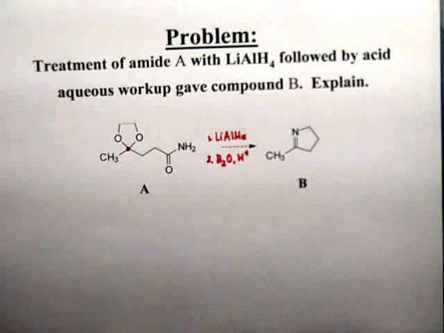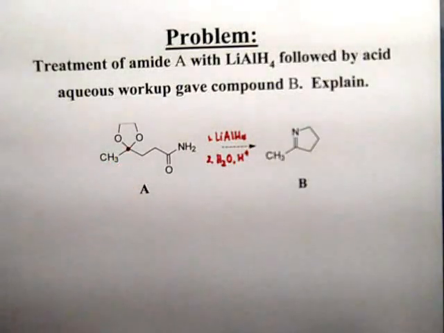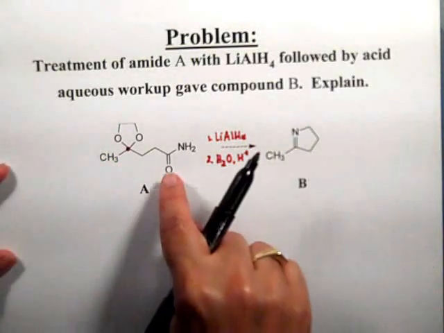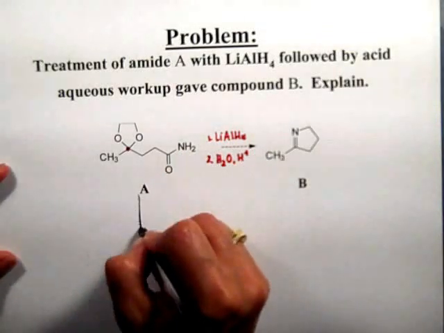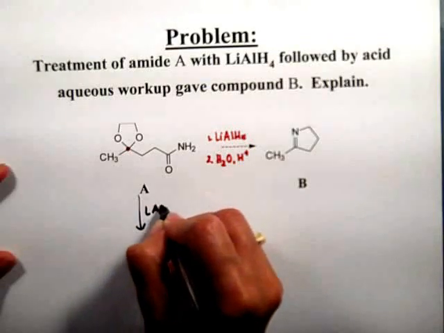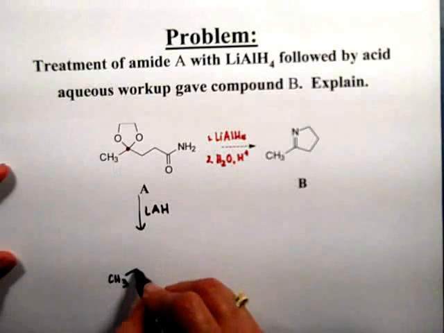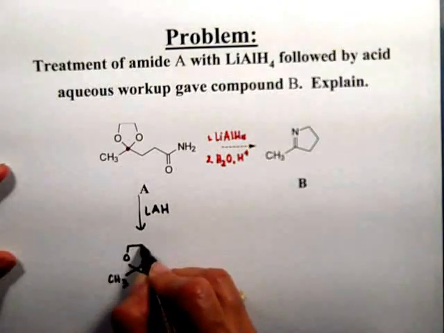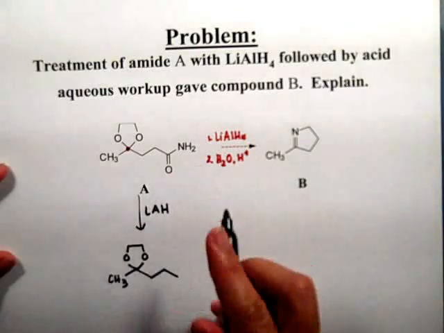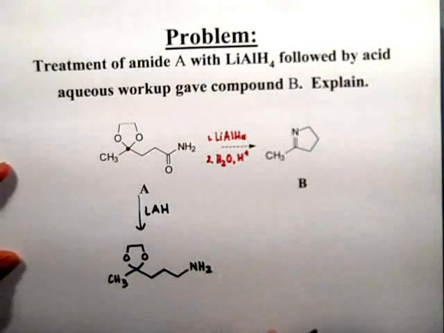So we need to find out what's happening right here. So let's go ahead. Well, this is a protected carbonyl, so the lithium aluminum hydride is not going to see it. So obviously we're going to be reducing this amide on this side. So just with lithium aluminum hydride, LAH, I will not remove the protecting group. It will still be there. But I will reduce the amide to the amine. By the way, this is a primary amine.